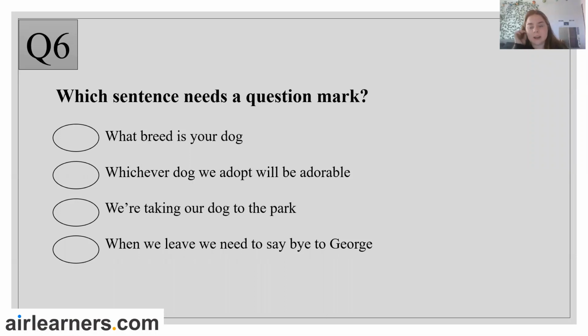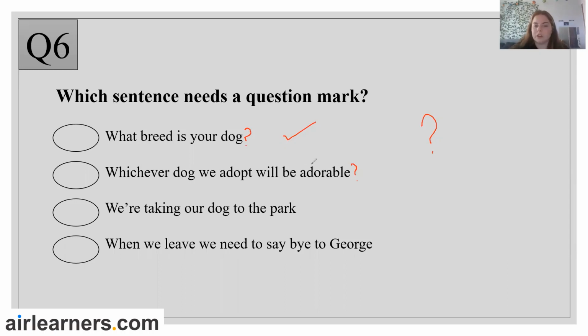Which sentence needs a question mark? So a question mark is this symbol right here. That's a question mark. And it's used in its place at the end of a sentence to identify that a question has been asked. So let's go through each sentence and see if a question mark is needed. What breed is your dog? Is that a question or is that a statement? That's actually a question, so I think that might be the answer. But let's continue on and see, just in case we're wrong.